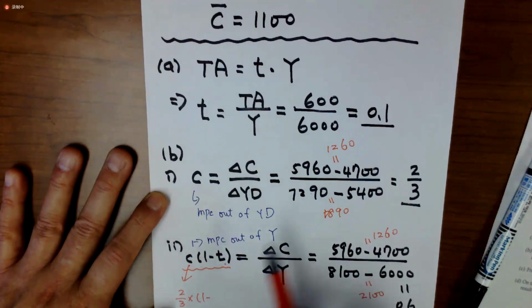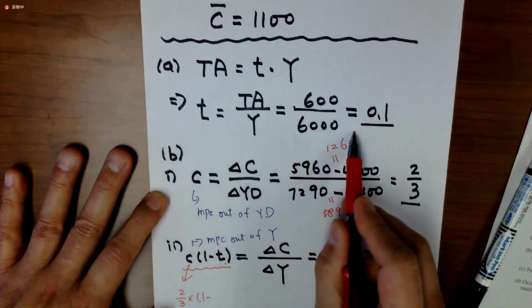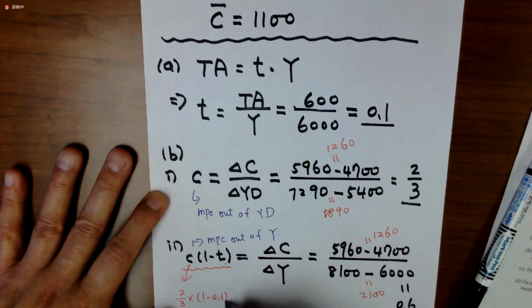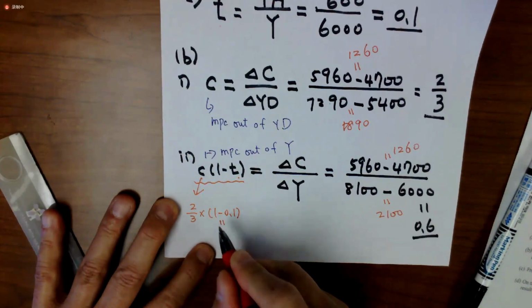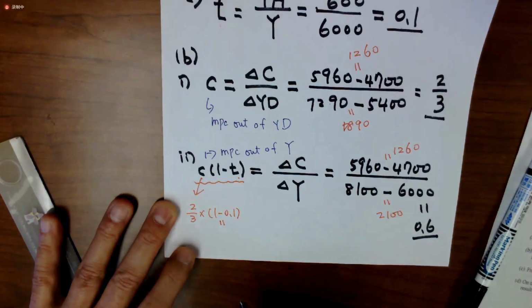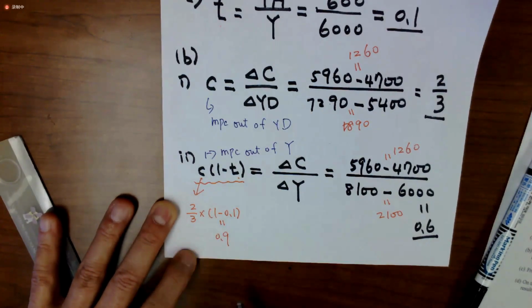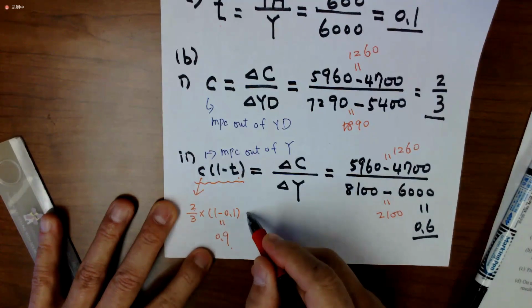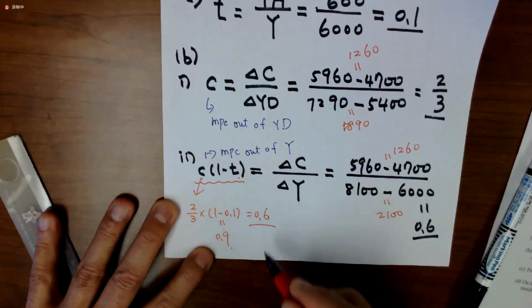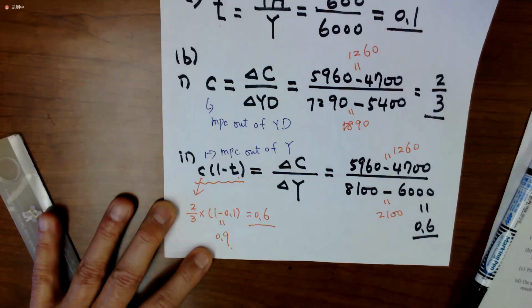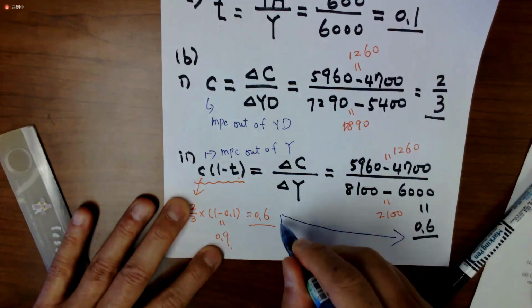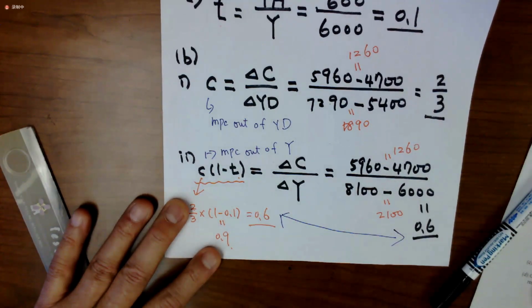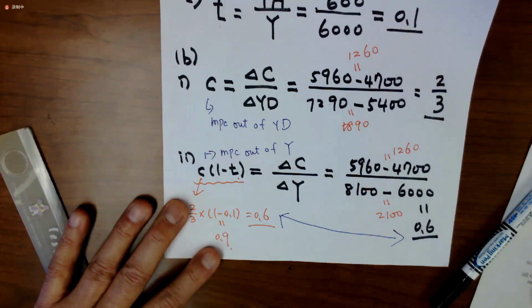Do I know what's the value of t? Yeah, 0.1. So tell me, what is 1 minus 0.1 equal to? 0.9. Then 0.9 times 2/3 gives us 0.6. Everybody? So these two different ways of solving the same problem must give you the same answer. Otherwise, you're in trouble.